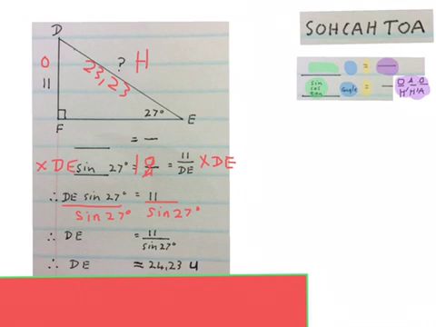If they ask me to work out the size of this angle, I will add the 90 and the 27, minus it from 180 and get that answer. If they ask me to work out the length of this line, I will use Pythagoras with this number and this number.